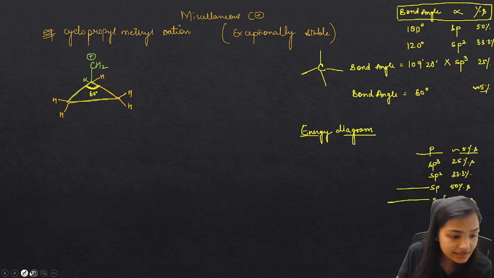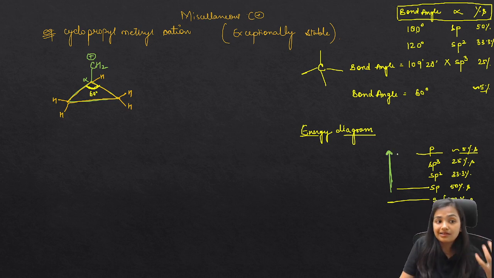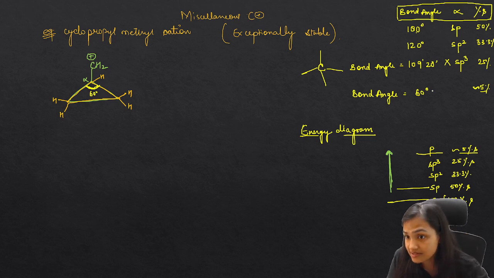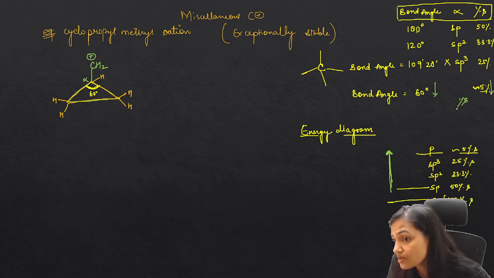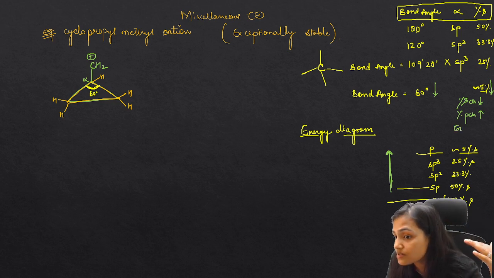So when this S character is decreasing, I was expecting this to be here, but here the energy is increasing. Because of this reason, this is a cyclopropyl ring having a bond angle of 60 degrees. As the bond angle decreases, the S character decreases, and since the percentage of S character decreases, relatively the percentage of P character increases. So P character increases means energy increases.